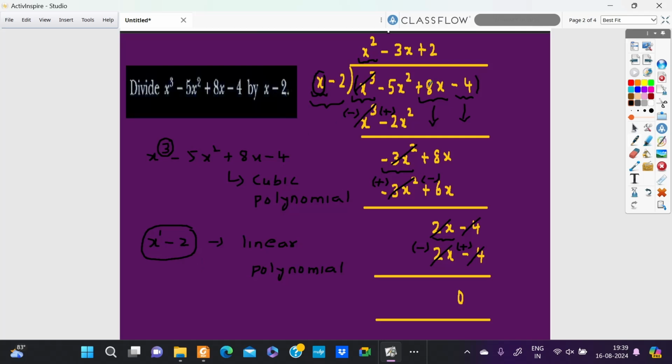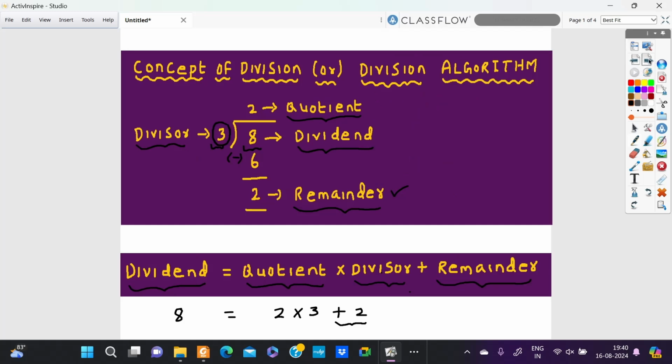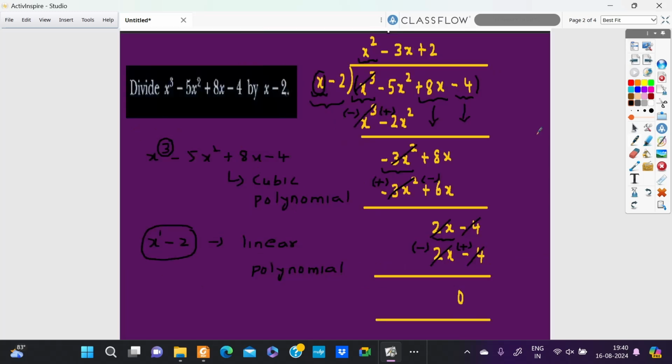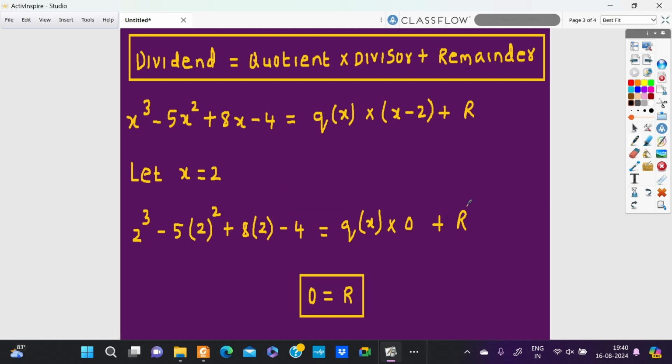Alright, I hope you understood the previous division, the concept of division or division algorithm. And this is the long division, right, when a polynomial is divided by another polynomial. Now you assume that you have not done this and you don't know what the remainder is. I just want to show you multiple ways of finding the remainder. One way is dividing a polynomial by another polynomial, which is this. And the next thing is we just use the dividend equals quotient times divisor plus remainder.